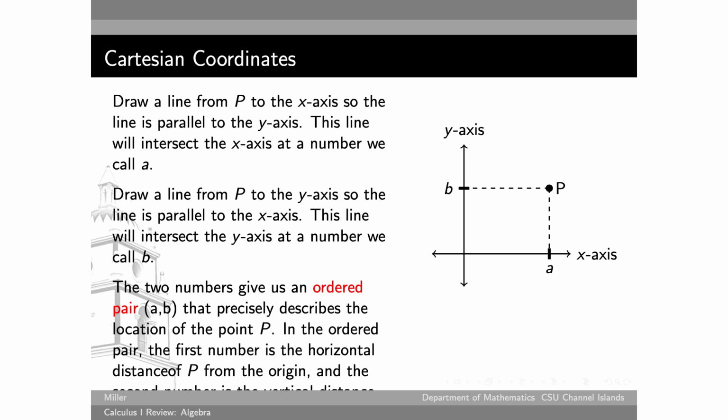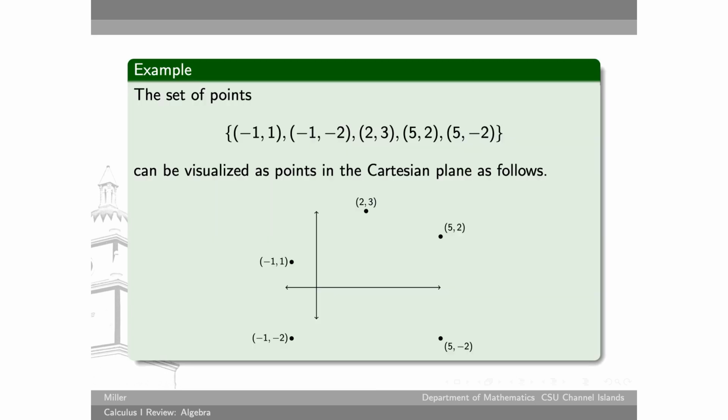The two numbers give us an ordered pair, (A, B), that precisely describe the location of the point P. In the ordered pair, the first number is the horizontal distance of P from the origin, and the second number is the vertical distance of P from the origin. This example shows you a set of 5 ordered pairs and how they are located in the Cartesian plane. Take a moment to study this example to make sure you understand it.